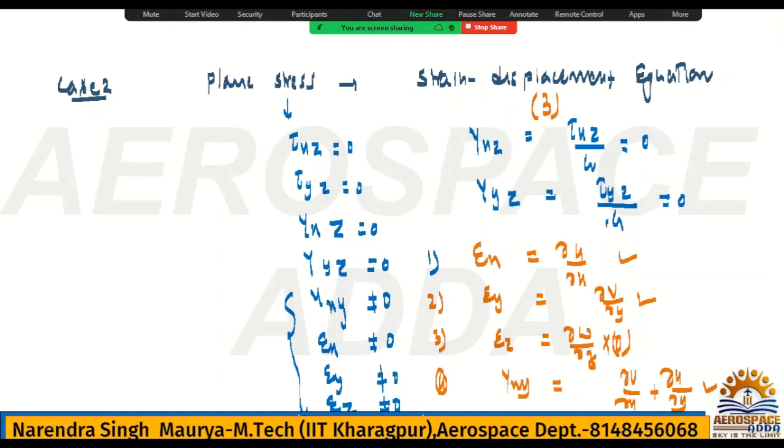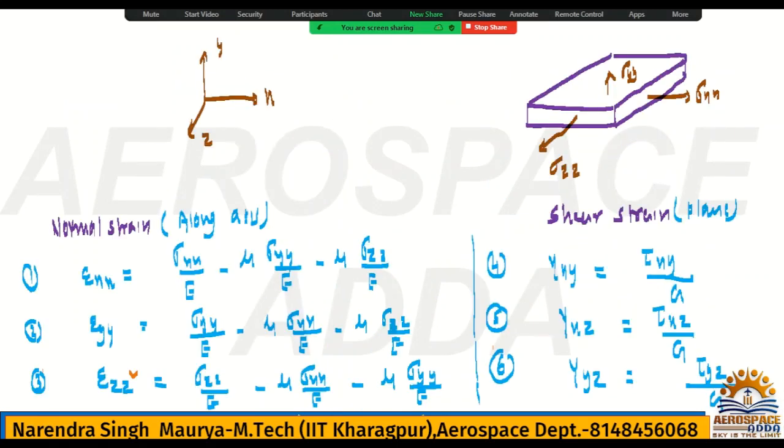I'm considering z in the z direction, that thickness is 0, hence there is no displacement in z direction, there is no w actually, hence epsilon z will be 0. So this equation will not be possible, but it doesn't mean we will not get any strain in z direction. We will get strain in z direction. It is because of the lateral strain.